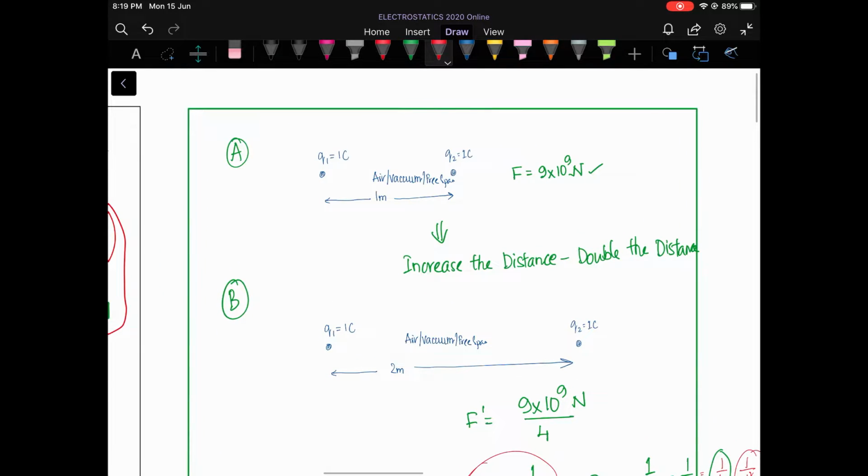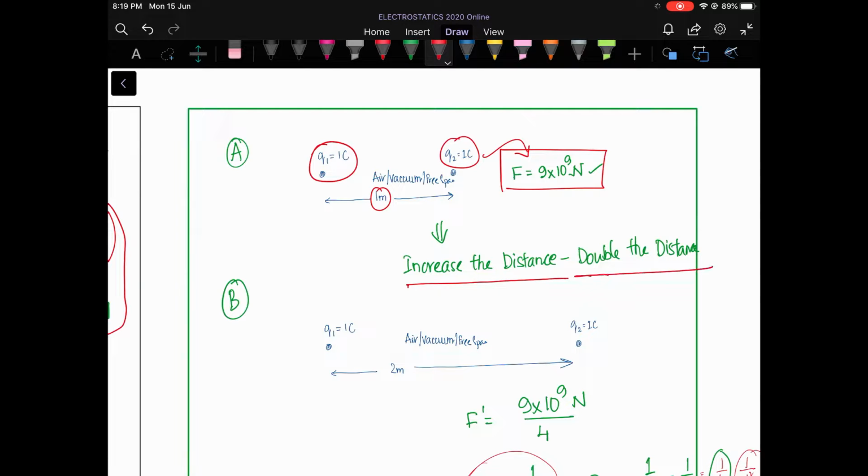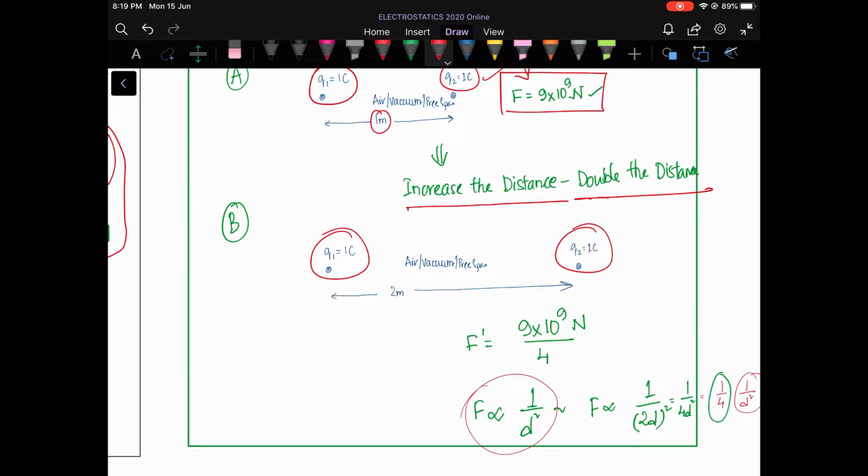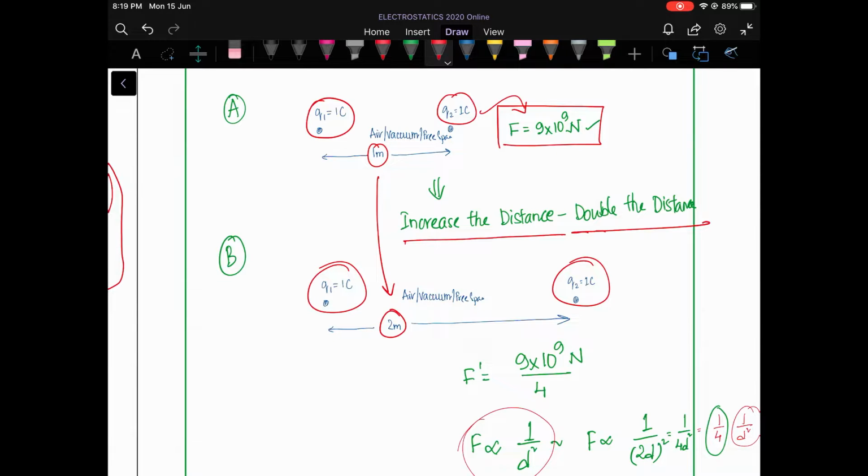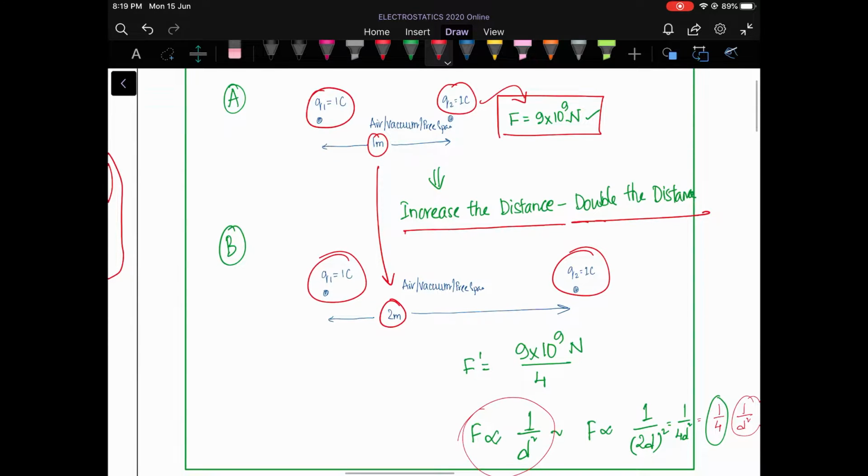Like for this case, we have 1 coulomb of charge separated by 1 meter, and the force is 9 × 10^9 newtons. But suppose we increase the distance to double the initial value. We have the same charge, 1 coulomb, but notice we have now doubled the distance from 1 meter to 2 meters. The effect of this increase of distance must be a reduction in the value of the electrostatic force. And it is found that the force now becomes 1/4 of the initial value.